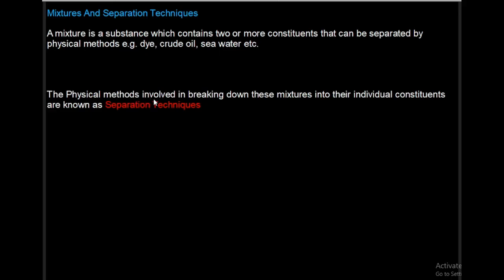Now, the physical methods involved in breaking down mixtures into their individual constituents are known as separation techniques. So, separation techniques and mixtures go hand in hand. We talk about mixtures, two or more constituents combined together that can be separated by physical method. Separation techniques are the physical methods involved in breaking down these mixtures into their constituents.